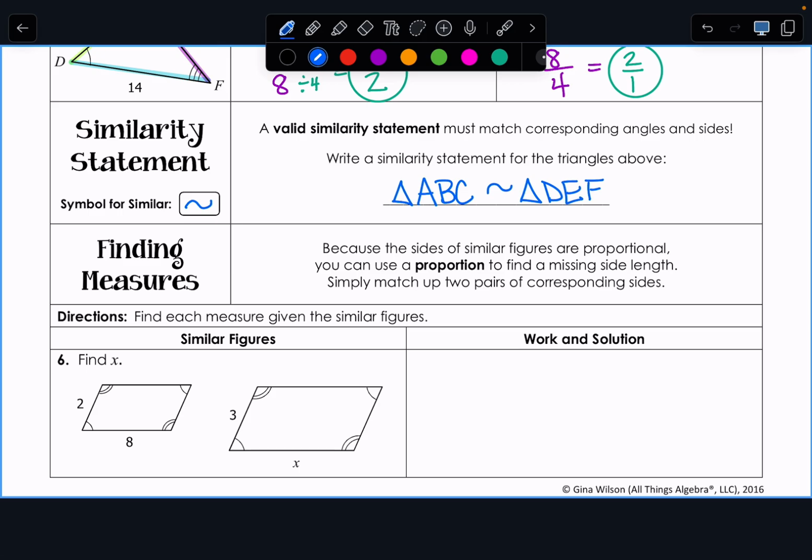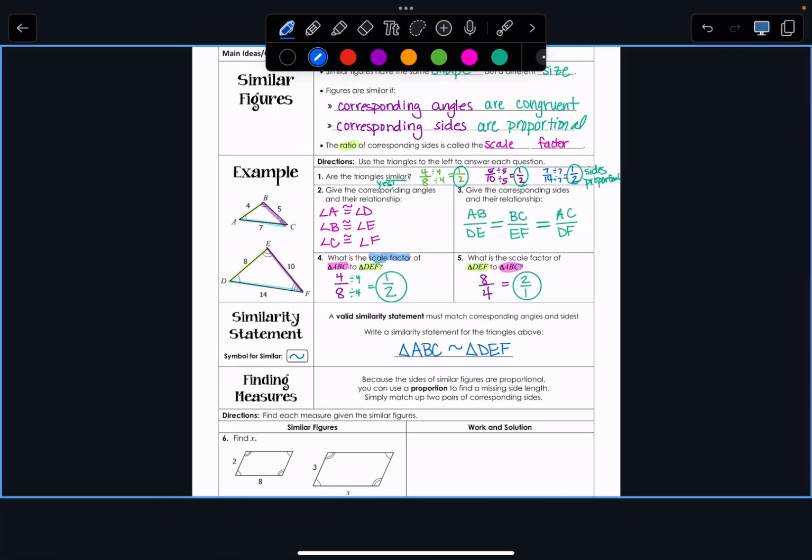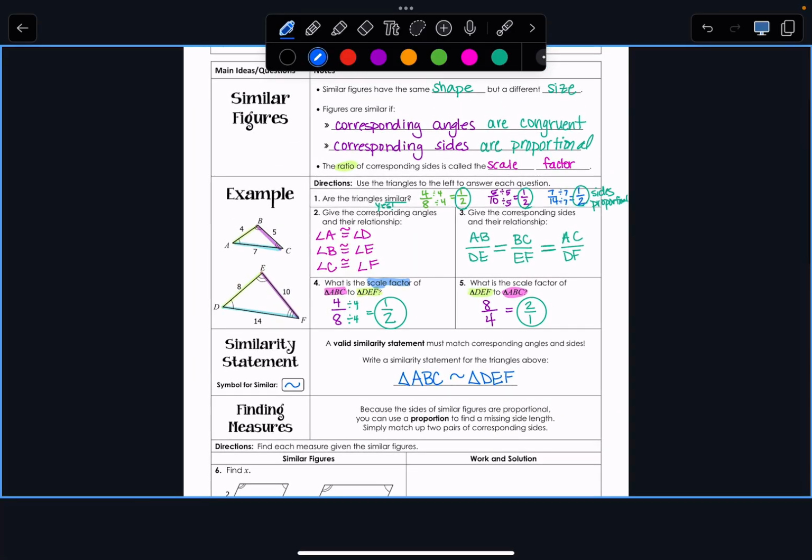Now, I feel like we talked a lot about what it means to be similar, and it's important, okay? But it was kind of like our appetizer before the main course, okay? The main course of what we need to be able to do is solve for a missing measure, okay?